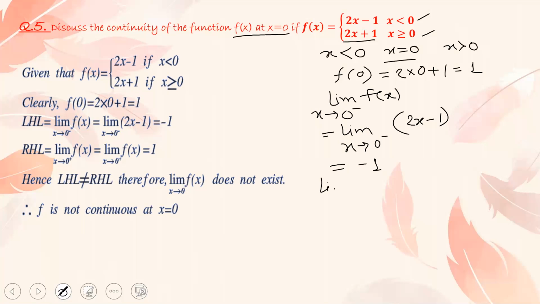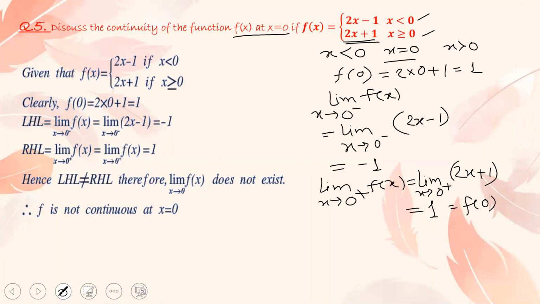And check the right hand limit, x tends to 0 plus f of x is equal to limit x tends to 0 plus. Now after 0, the function is 2x plus 1. So write down the function. And if we put 0, this value will come 1, which is equal to the functional value at that point. But the left hand limit and the right hand limit are not equal. Hence we can say the limiting value does not exist.